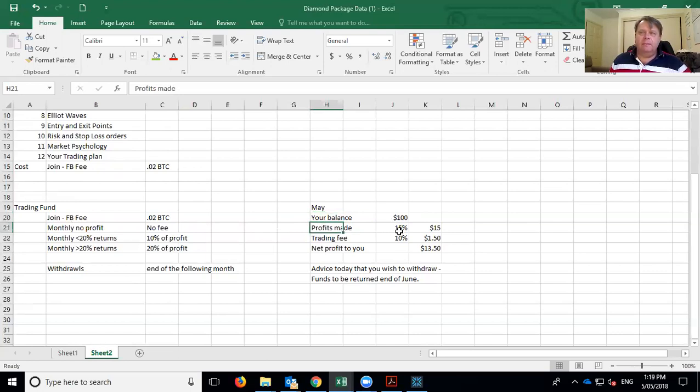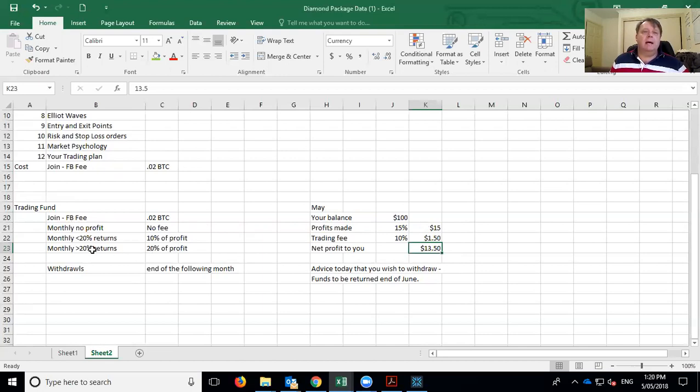But for the month of May, we made a 15% return, or I made a 15% return for the group. Which for you individually was $10. Sorry, $15. Right, 15% of $100 is $15. So monthly, less than 20% would be 10% of the profit. So 10% of the $15 means you pay me $1.50, which means overall you end up with $13.50, which is 90% of the profit. And then at the start of next month, you now have $113.50.